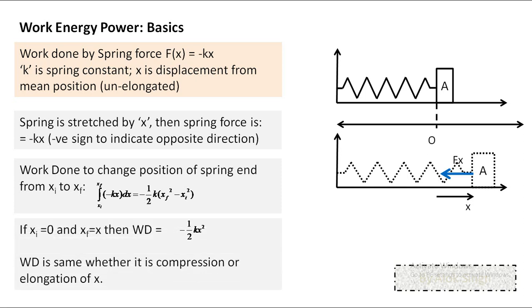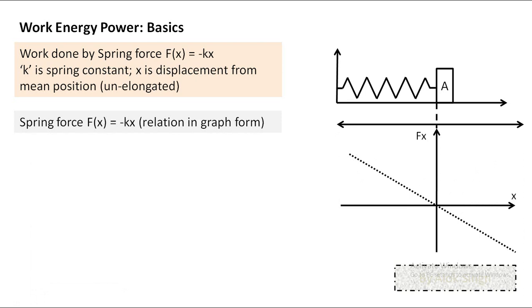If we take a simpler case, when the initial position is at the origin and final displacement is x, in that case work done will be equal to minus 1/2 kx square. What will happen if the final position is minus x? Final position minus x indicates compression of x. Will the work done be any different? In place of x, we will substitute minus x. Since the term is x squared, the work done is the same for compression or elongation of x. It only depends on magnitude of displacement, not on the direction.